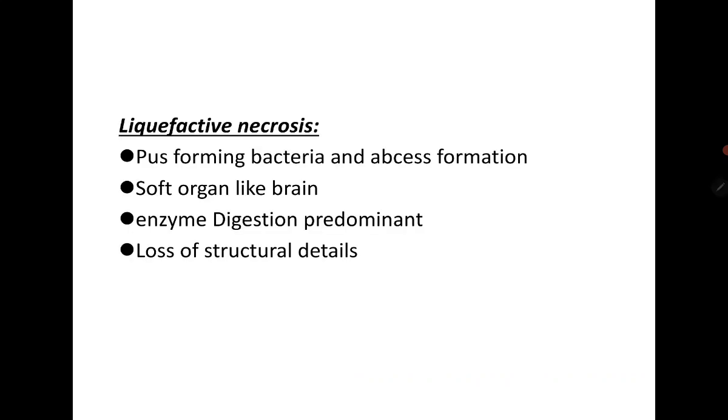Next, liquefactive necrosis. It is majorly caused by bacterial infection, pus-forming bacteria and abscess formation. Soft organs like the brain are majorly affected. Enzymatic digestion is predominant. In the previous coagulative necrosis only protein degradation takes place, but here there is enzymatic digestion. Because of this, it leads to a characteristic change in the total organ and loss of structural details, so cells cannot be distinguished.